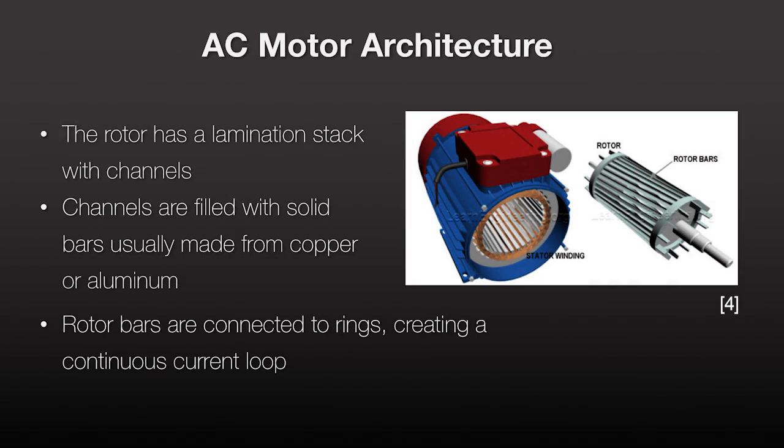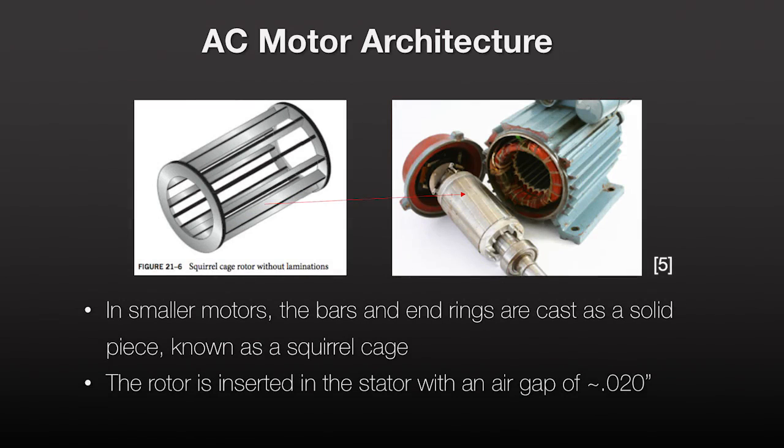These bars are connected to rings at the front and back of the rotor, which creates a continuous high current conducting loop. In smaller motors, the bars and end rings are cast as a solid steel cylinder known as a squirrel cage. Aluminum or copper conductors are embedded in the surface of the cylinder. The rotor is inserted in the stator with an air gap of roughly 20,000ths of an inch, which is half a millimeter. Any more of an air gap will significantly reduce the ability of the stator to induce current flow in the rotor. Let's go over some basic electromagnetic principles.